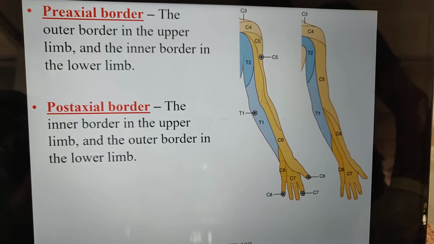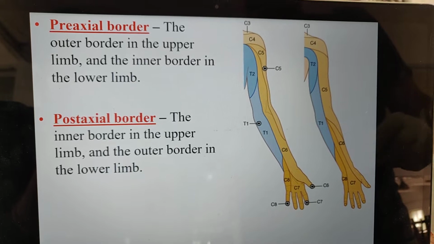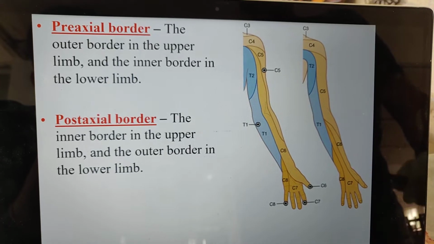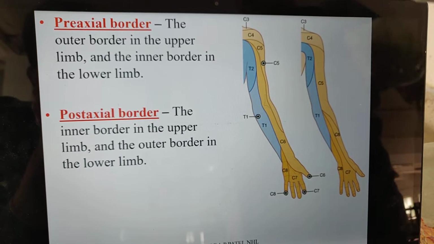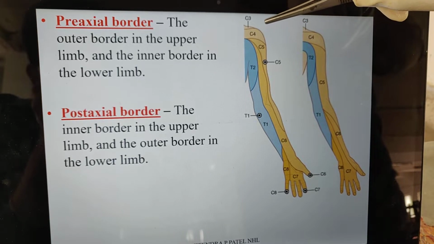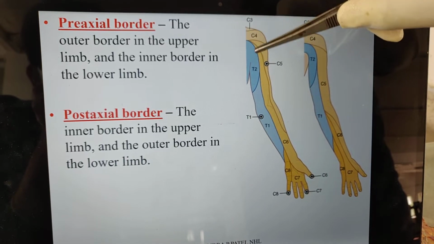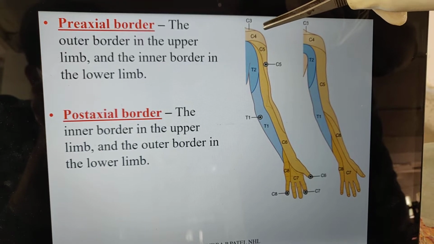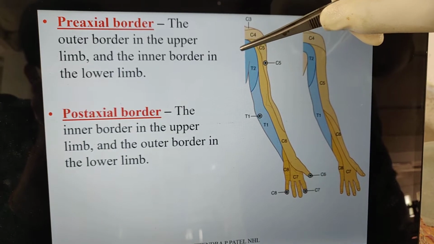The pre-axial border and post-axial border are concerned embryologically with the outer border in the upper limb and the inner border in the lower limb, which is the pre-axial border. Always remember there is a dermatome which starts from the pre-axial border inside the upper limb. I will show you here the dermatomes, which are innervated from C5 to T1 mainly, but are also overlapped by C4 and T2. So always remember the dermatomes or nerve distribution start from the pre-axial border and end at the post-axial border.